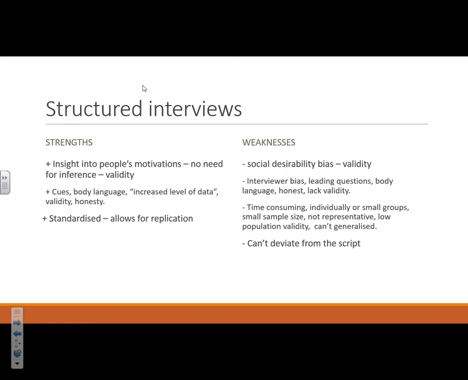So therefore the weaknesses of a structured interview are social desirability. So that could reduce the validity. We might be influenced by social desirability, not want to be honest about certain things, which is a problem with all interviews. We might also have interviewer bias, which is something we've already discussed. It's very time consuming, and also we can't deviate from the script, so therefore we might miss information because we're not able to deviate or move away from the script. You might think, oh, that's really interesting, I want to explore that more, and you can't do that.